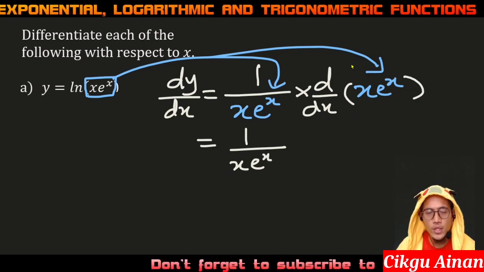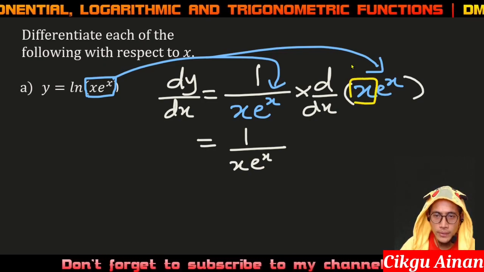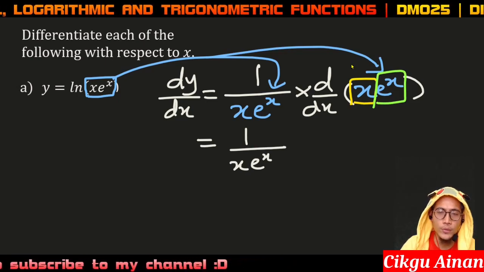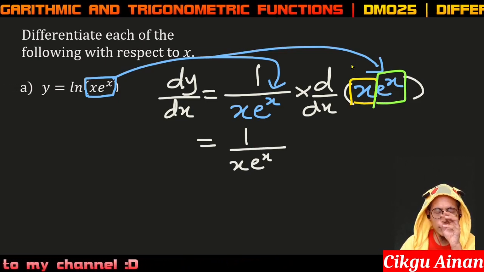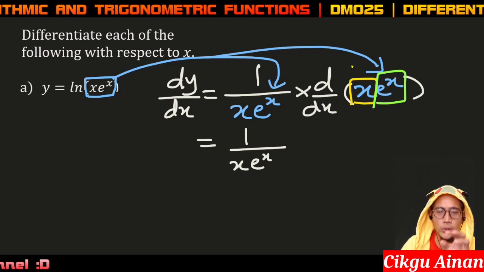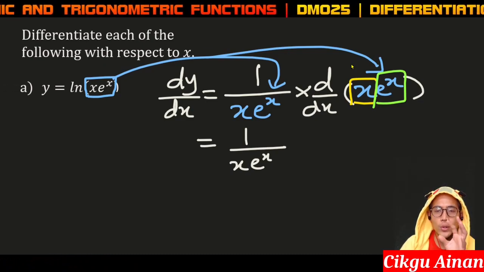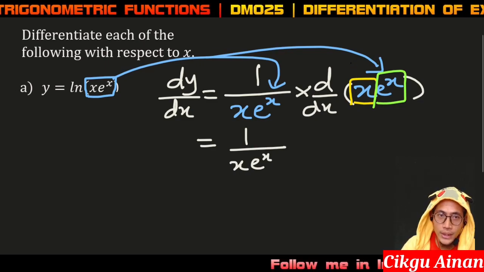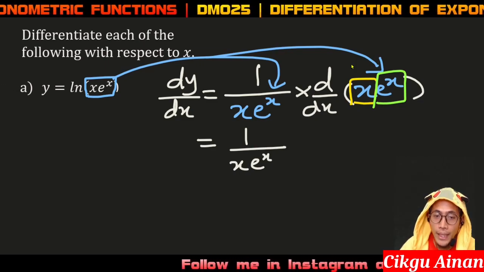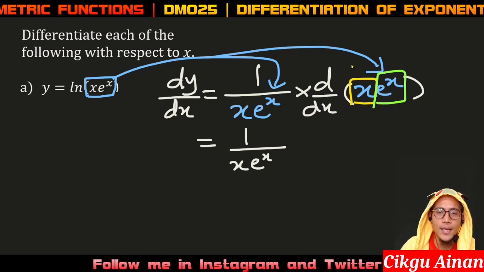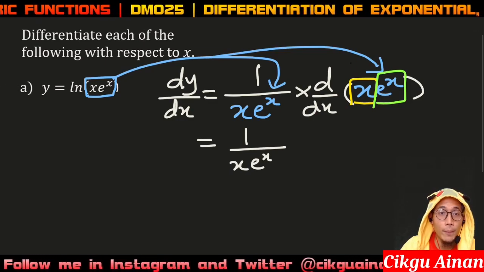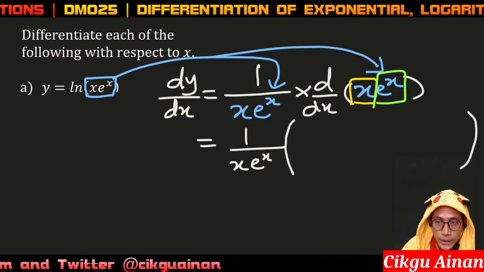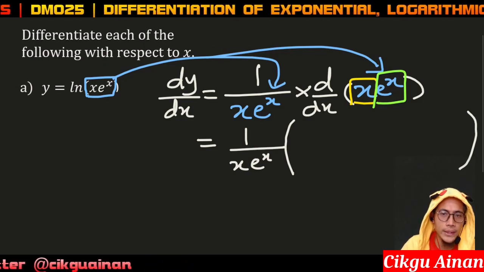As you can see over here, x is a variable, and e to the power of x is another, because we have another variable inside the exponent, which is the power. So there are two separate functions multiplied by each other. From here, we can apply the product rule. But before we apply the product rule, we have to carefully put the bracket over here. I'm not sure whether it fits or not, but let's try.